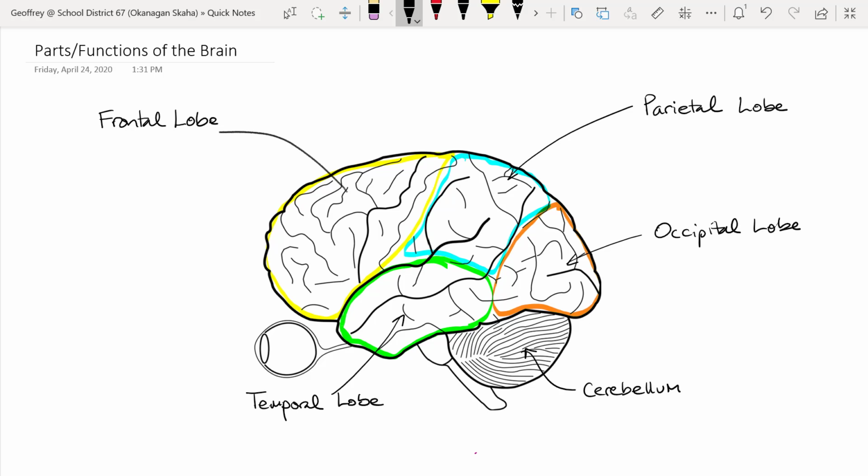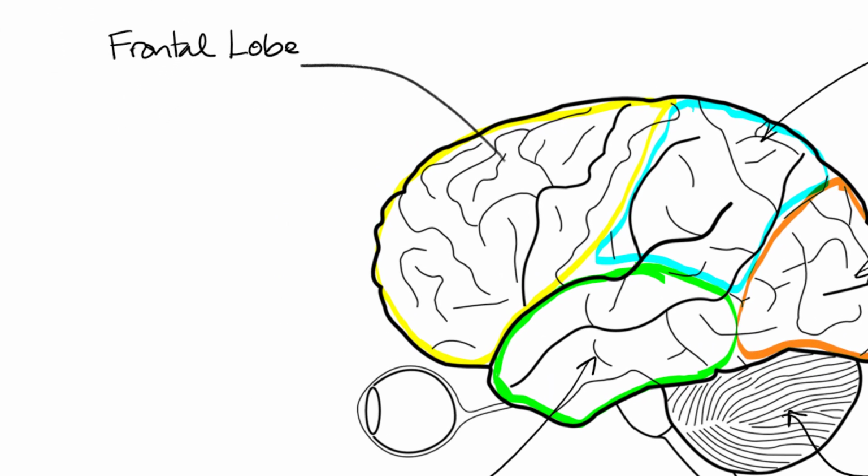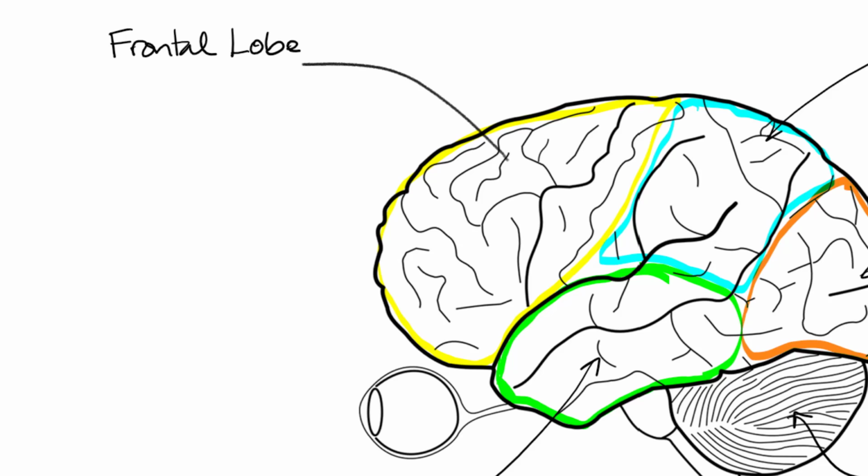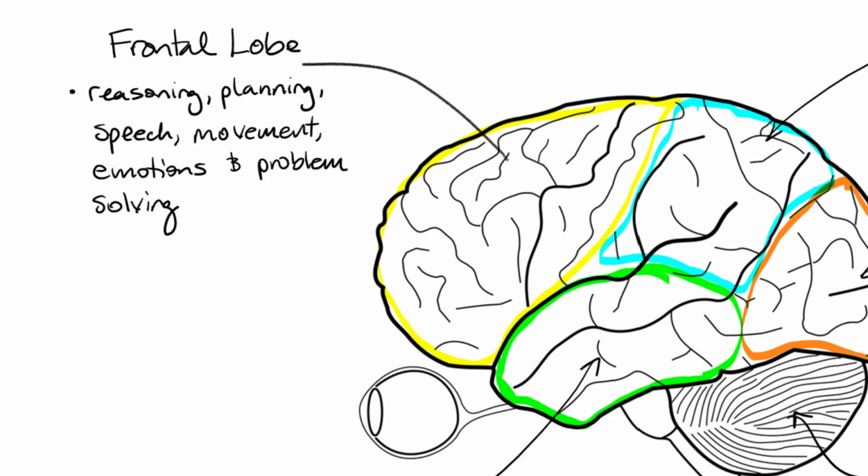We're going to talk about what each part of the brain, or hemisphere, or section of the brain actually does. We're going to start with the frontal lobe, and this is what makes us really human. Well, they're all really important, but this is very important to making us human. The frontal lobe is involved with reasoning, planning, speech, movement, emotions, and problem solving. This is really important for self-regulation and self-control.